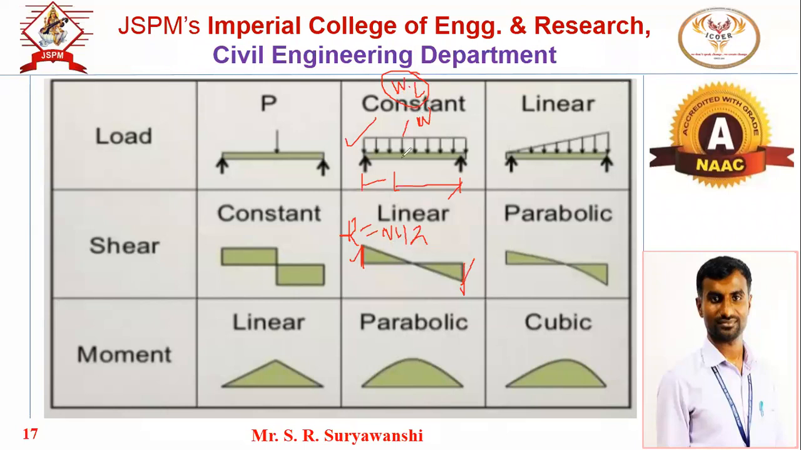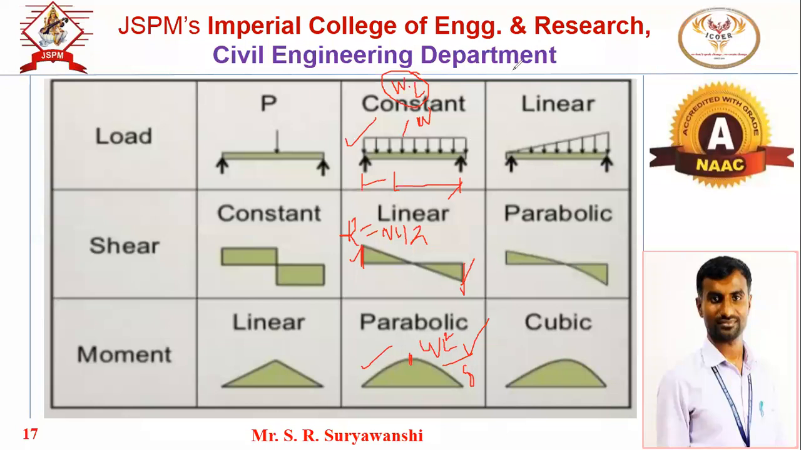Now the BMD for a simply supported beam subjected to UDL on entire span is a parabolic curve, that we know. Now tell me, what is the maximum bending moment? WL square by 8. Very good. WL square by 8. At this particular point, the maximum bending moment will be WL square by 8. Now these are the standard cases and standard formulas we require for our AMS subject. These are simple standard cases.